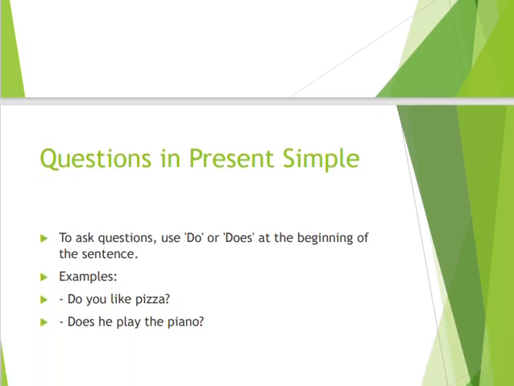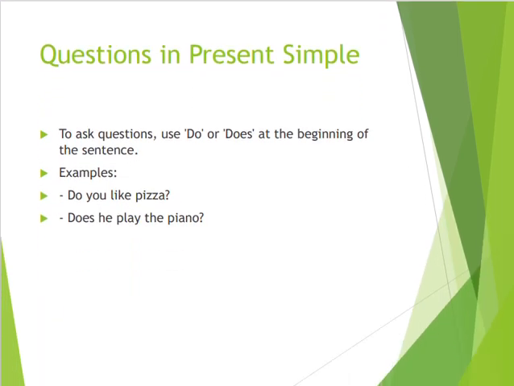Now, let's look at how we ask questions in the present simple. It's simple. Just start with do or does. For I, you, we, and they, we start with do. For example, do you like pizza? For he, she, or it, we start with does. For example, does he play the piano? Notice how the main verb stays in its base form and the question begins with do or does. It's a great way to ask about habits, routines, or facts.